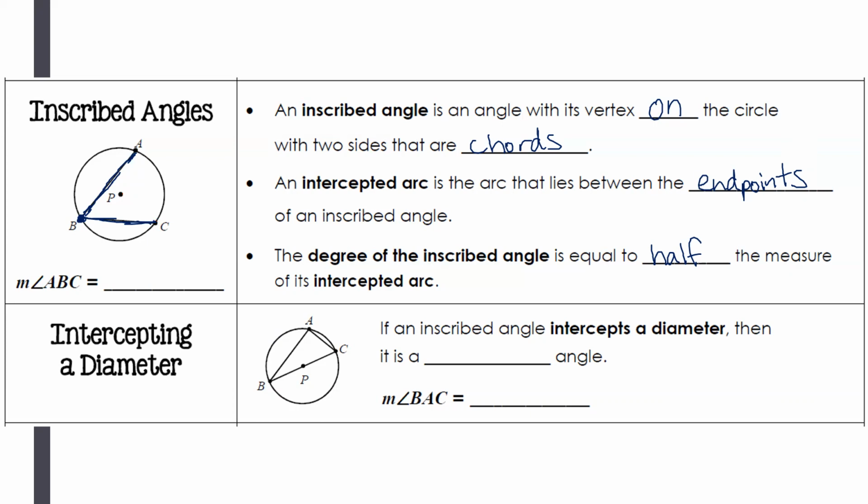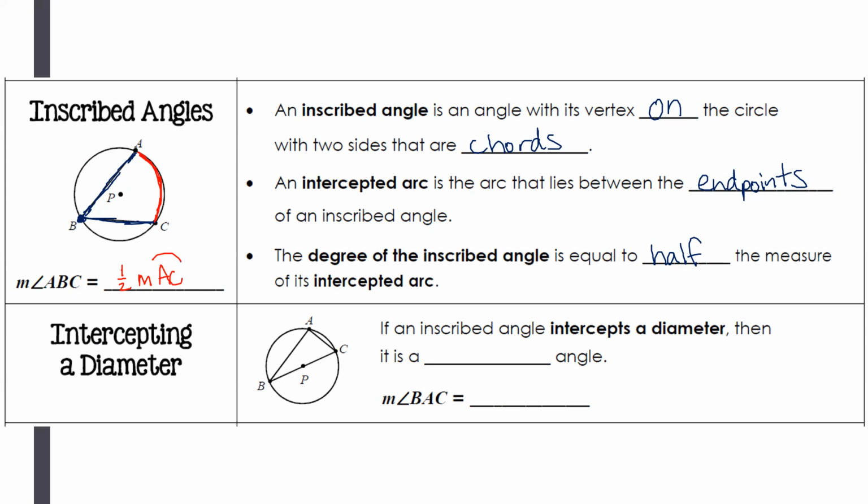So the sides of that angle are chords, or two segments that go through the circle that have endpoints on the circle. And then the angle is half of the arc. So our angle is half of the measure of arc AC. So if the measure of arc AC was 80, then that means that angle B is 40. Whatever the arc is, that inscribed angle will be half of it.